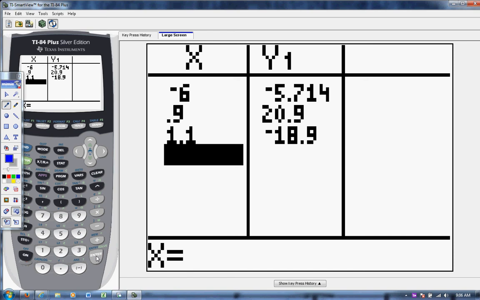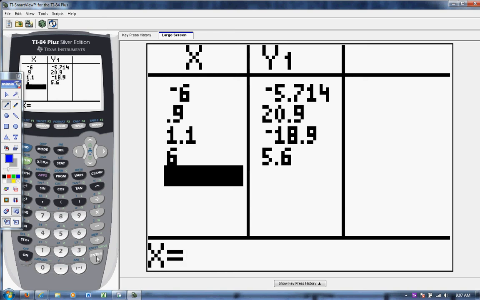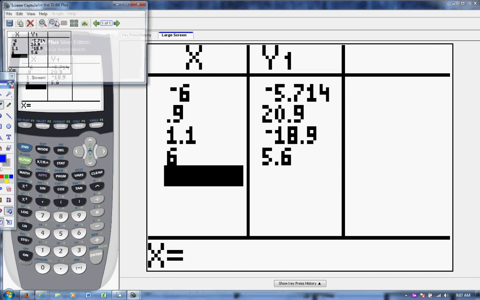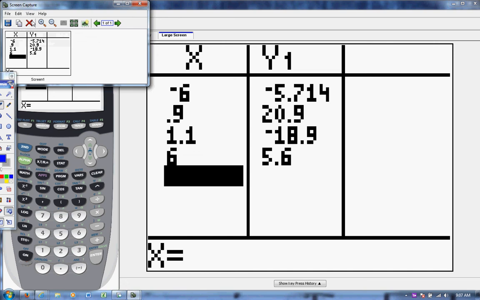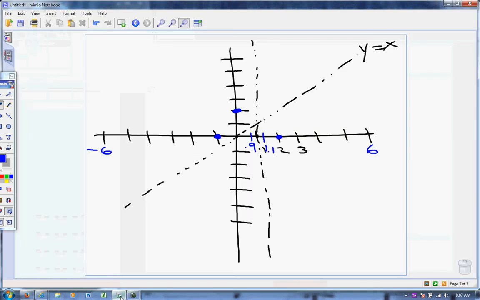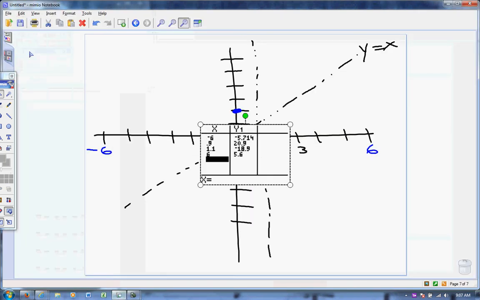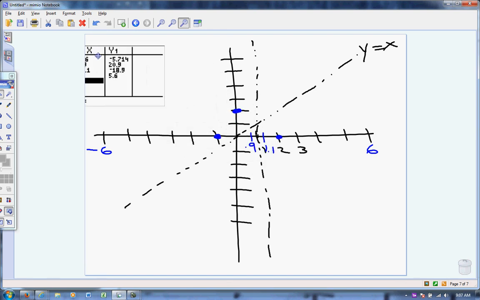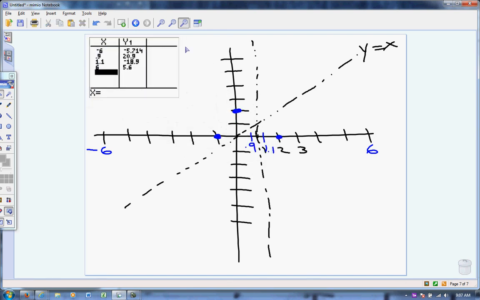And then we said maybe we'd go farther to the right and try positive 6. Okay, 5.6. So what we have now is some in-between values to help us out. I'll just paste that in. Wouldn't it be nice if you could do that in your notes?